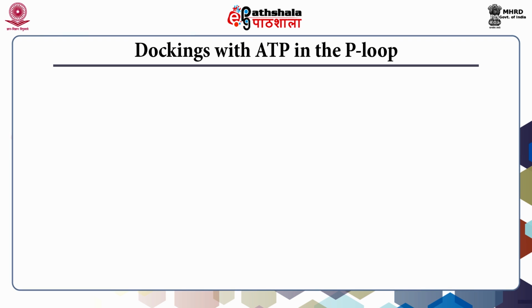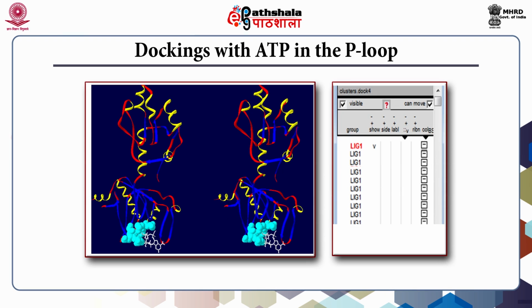Make all dockings invisible by pressing Shift and clicking in the first column and second column. Now, in the stereo view, display the first docking, that is LIG1, by marking V in the first column. This docking appears within the P loop, therefore select it by clicking its name Lig1.